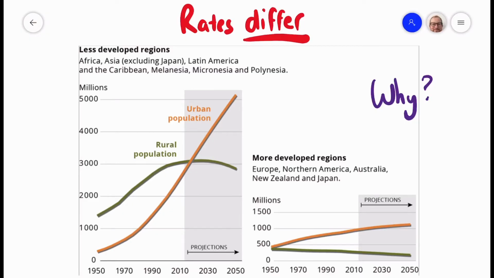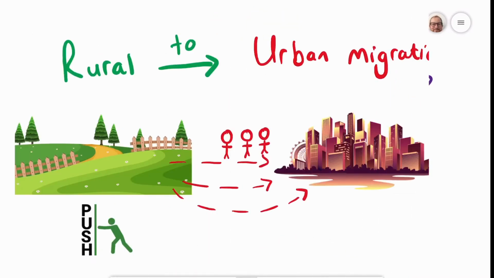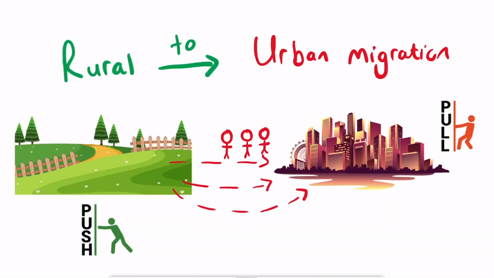If we look on the left-hand side, in the less developed regions, Africa, parts of Asia, Latin America and the Caribbean, the rate of urbanisation is very, very high. In the next 40 years it is expected to go up by nearly 2 billion. In the more developed regions, parts of Europe, North America and Australasia, the line of urbanisation is much shallower, and therefore, even though the urbanisation rates are already higher, it is going up at a much slower rate.